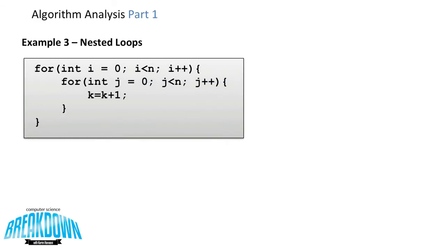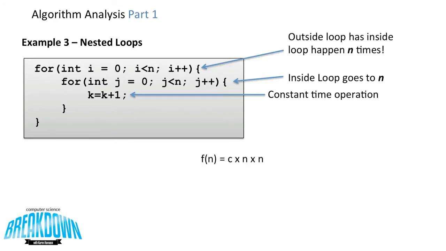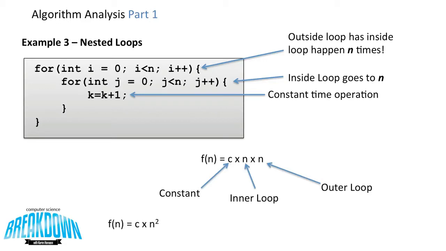Now let's look at something more interesting. We have our constant time operation in the middle that happens n times thanks to this inside loop. That whole package on the inside happens another n times because of the other loop. So our function is c times n times n. C is the constant, the first n is the inner loop, and the last n is the outer loop. We can simplify this by having f of n equal to c times n squared. And we can drop that constant, giving us big O of n squared.